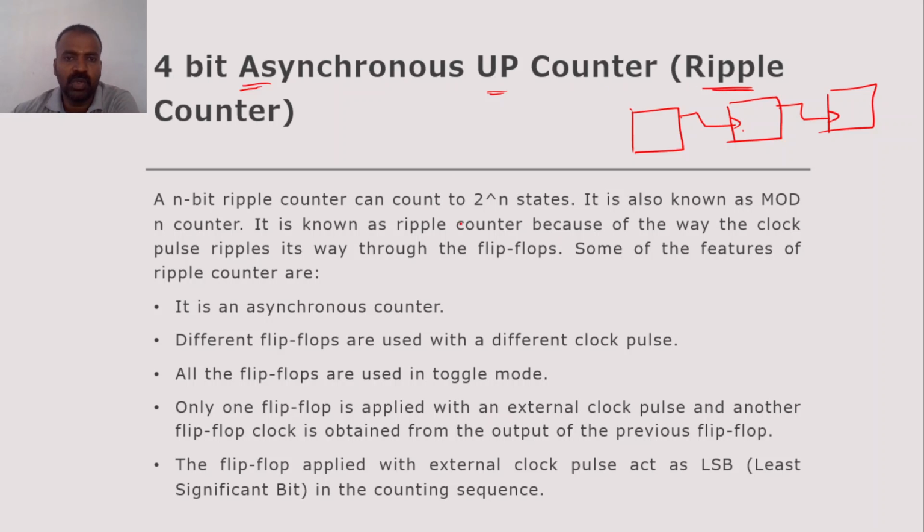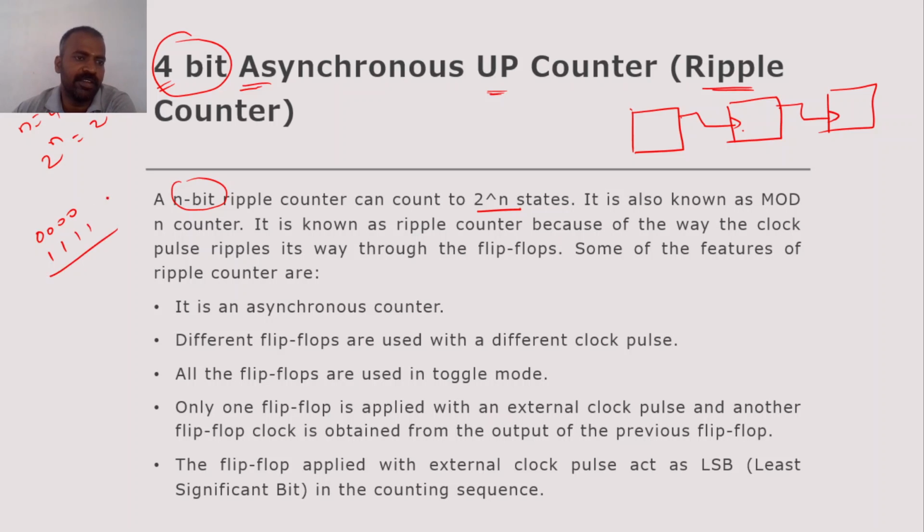Okay. So it will count up to 2 power n states. So n-bit ripple counter will count up to 2 power n states. So here 4-bit ripple counter, so here n is equal to 4. So 2 to the power of n is equal to 2 to the power 4, equal to 16. So 4-bit asynchronous counter will count up to 16 states.